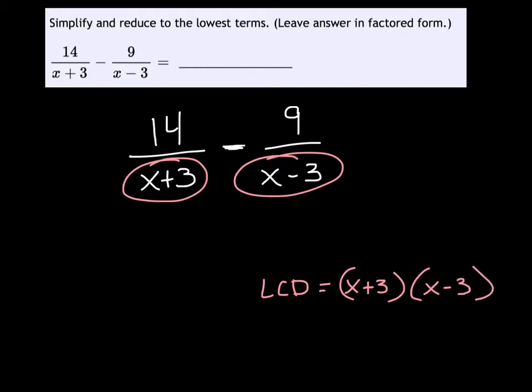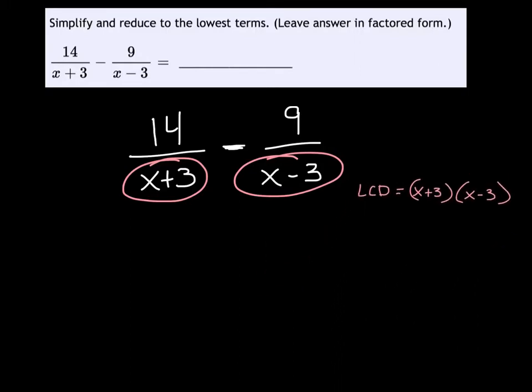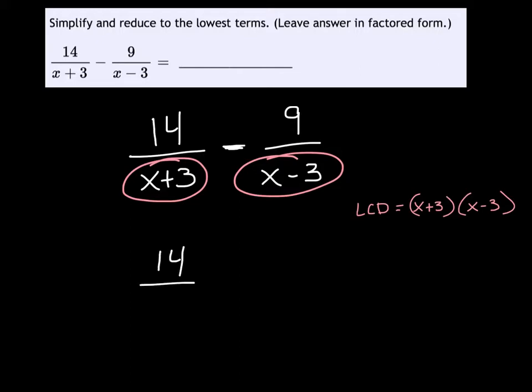So then we're going to do the work of making these denominators the same, and this is done just by adding the factors that we're missing. So in this first expression we have 14 over x plus 3. The factor that we're missing is the x minus 3, so we're going to multiply this on top and bottom by x minus 3.